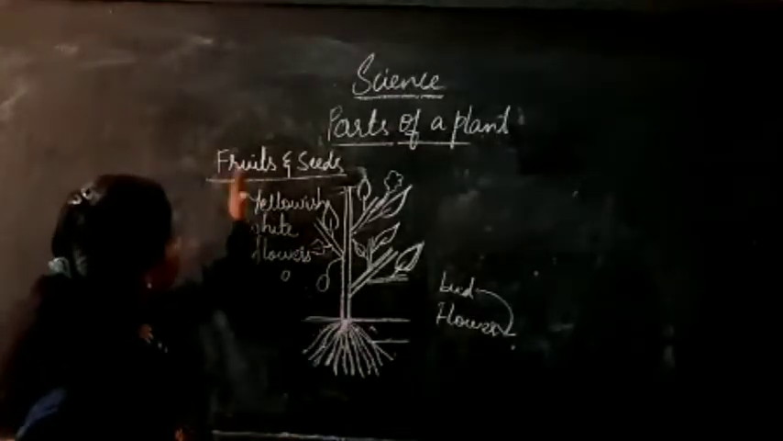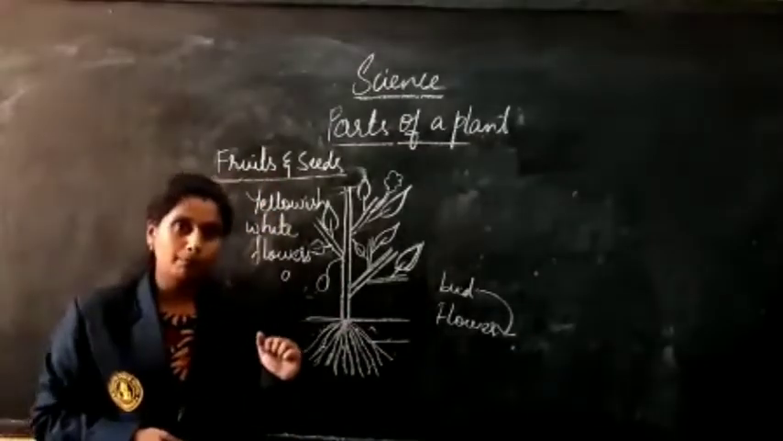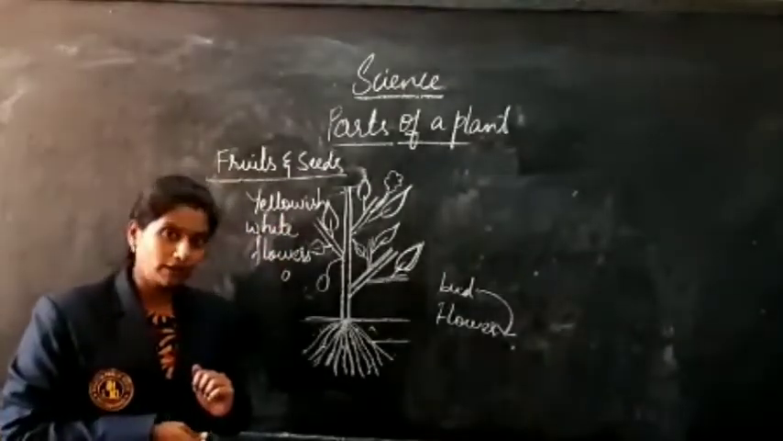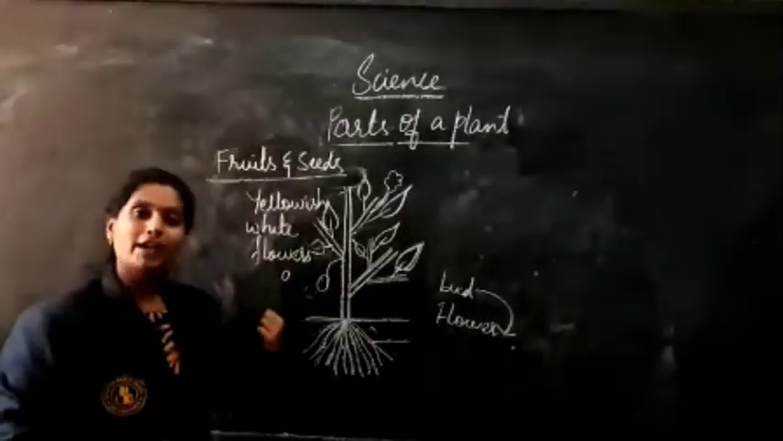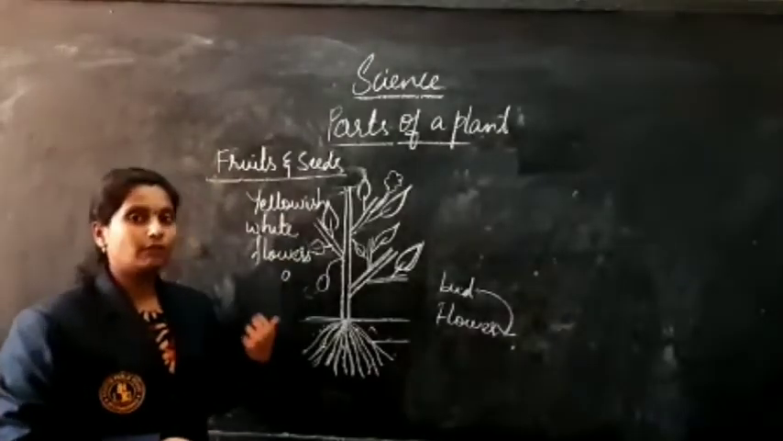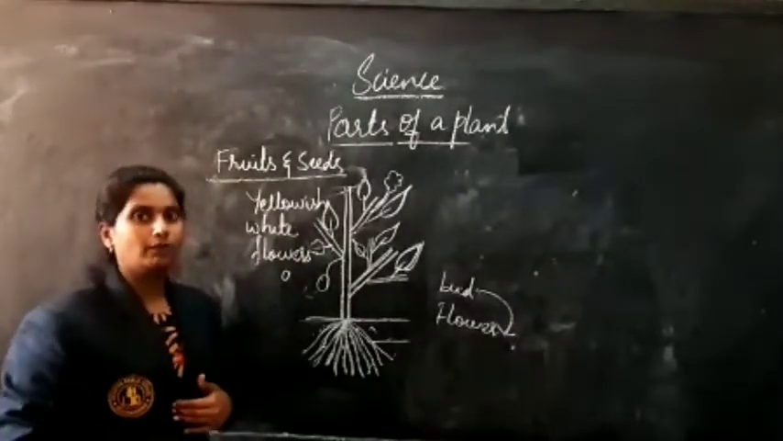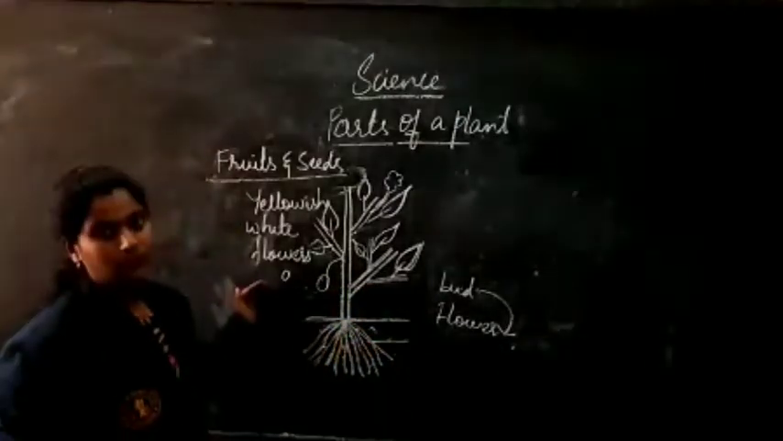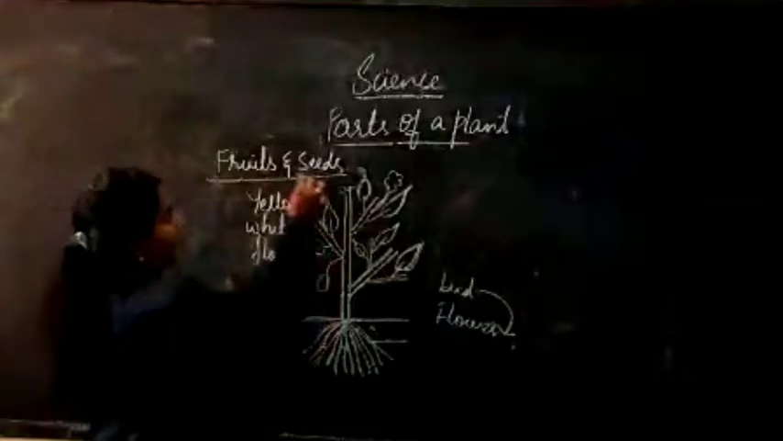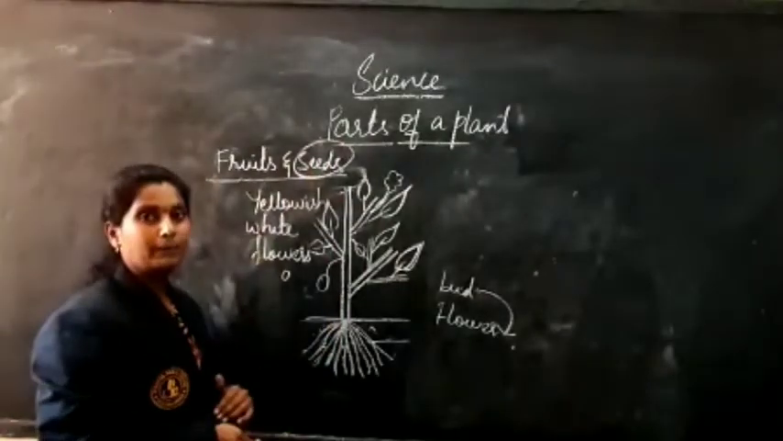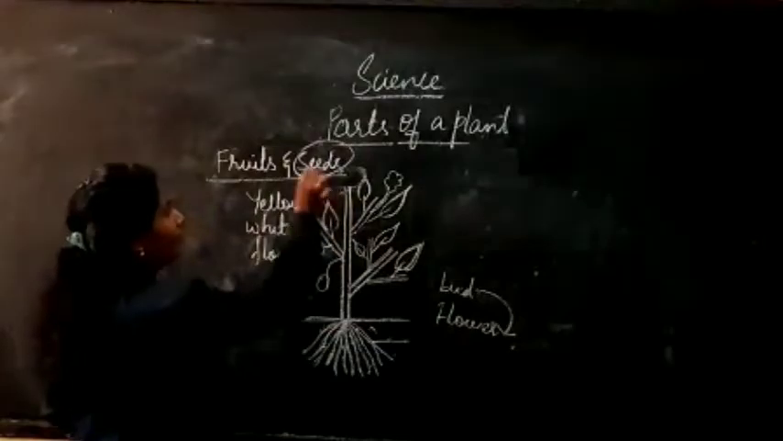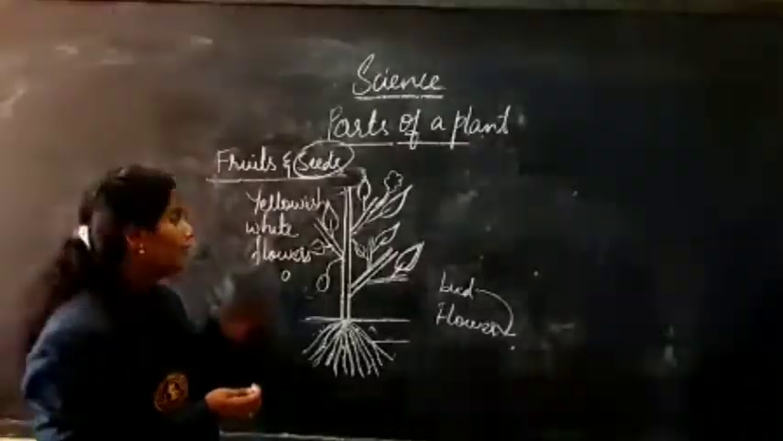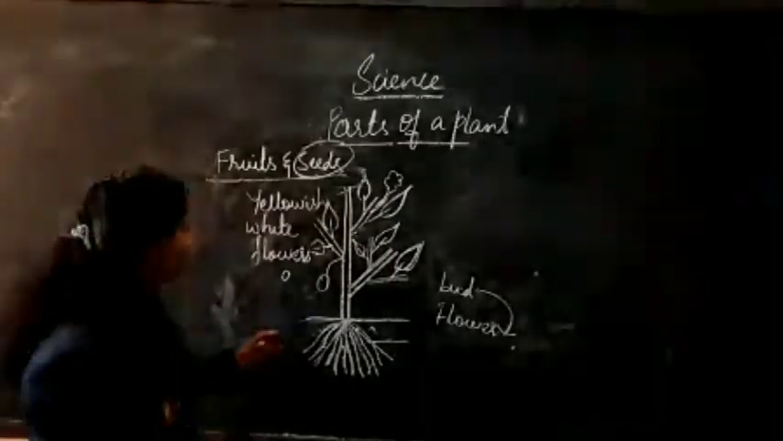Okay, and now coming to the fruits and the seeds. If you take the mango tree, yellowish white flowers we can see in the month of January or February, but afterwards, after a few months, these flowers turn into small fruits. So flowers start converting into fruits, and later on these fruits will be bearing seeds inside them. Once these seeds are sown in the soil, what happens? We can get a new plant. So in this way we can get a new plant.